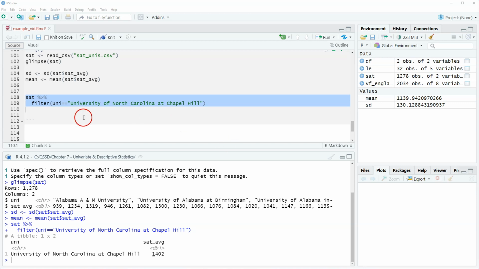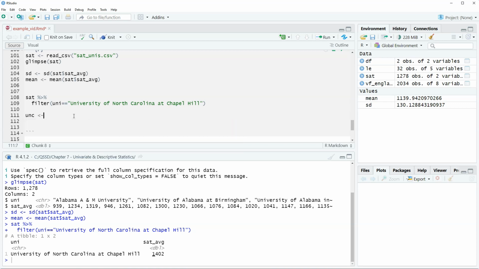Okay, so what we want to do is figure out, okay, that seems good, but is it good? I don't know if that's good. So what we could do is calculate a z-score for this. We're going to do UNC and then the assignment operator, and then we're going to use the equation that's in the book, which is the value minus the mean divided by the standard deviation, and that will give us a z-score.